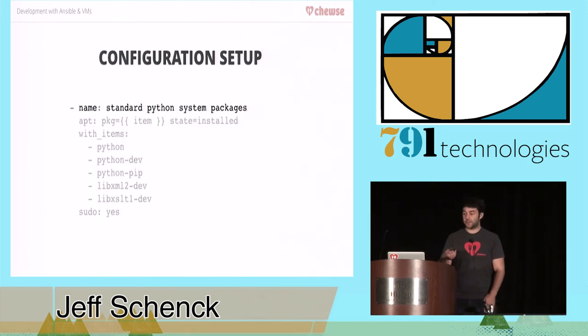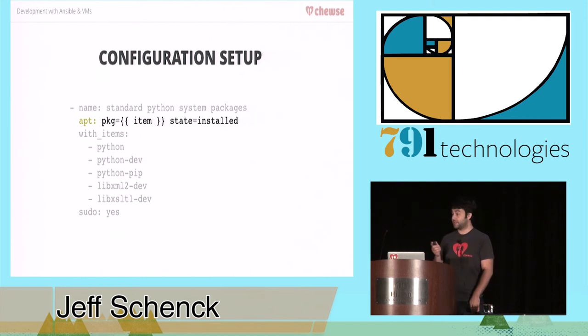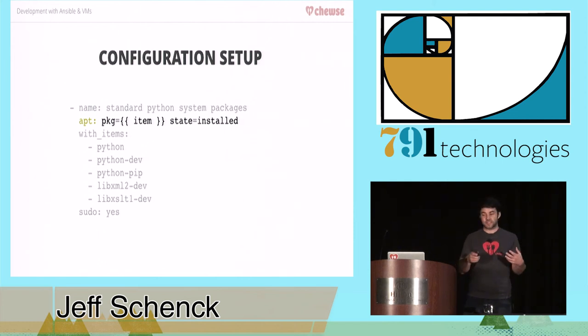So for installing the system packages, let's take a look at this. It starts with this line, apt package equals crazy curly stuff and state installed. The way Ansible works is it has all of these understandings of what different system-level options are. So in this case, it knows what APT is. It's a package manager, and it knows how to interact with it. So you have this really nice shorthand for saying, here's the package I want, and I want it installed. Just go do that, Ansible.